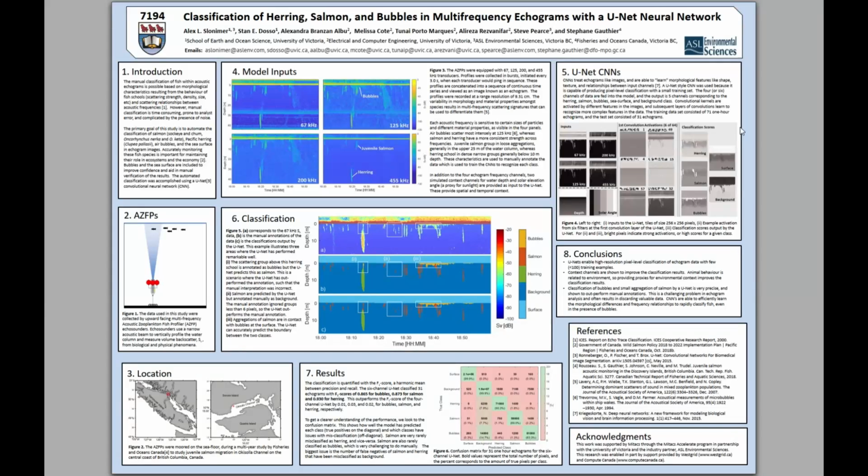So in this study, we've used CNNs to do the classification, and these are great because they can classify the images based on both the morphological features and the relationships between the frequency channels. And a UNet is used because it's able to perform precise pixel level classification.